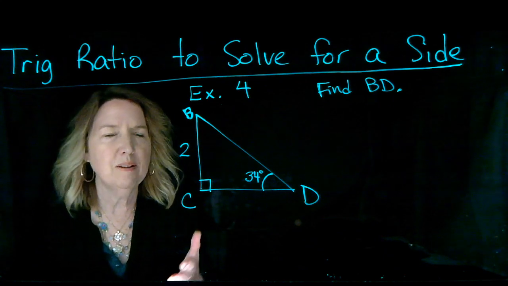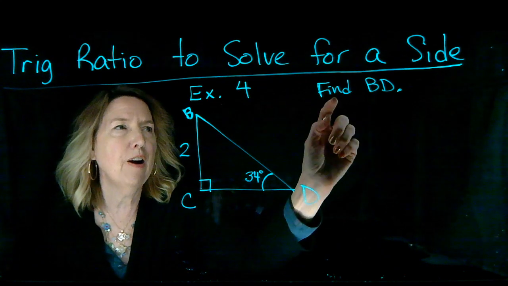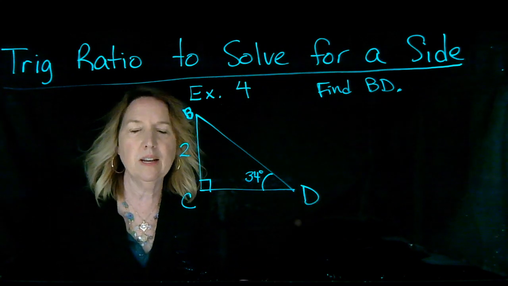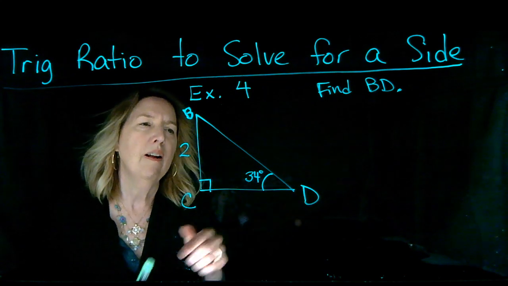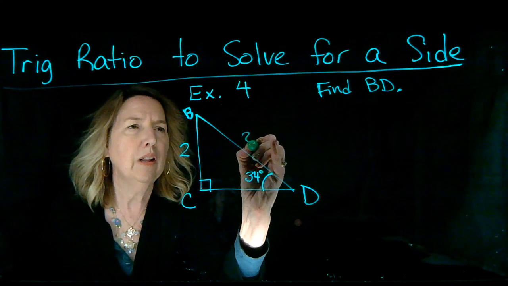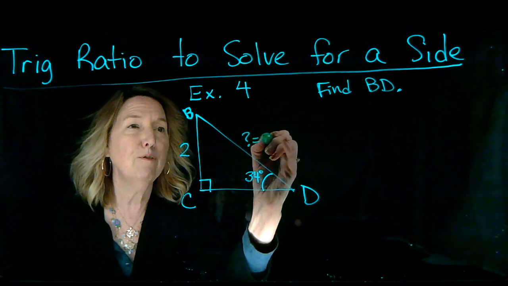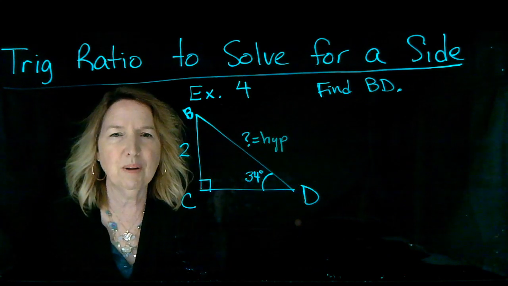What do they want this time? The instructions simply say find BD. Well, what does that mean? Here's BD. They're asking for the length from B to D. They're asking for the hypotenuse. So I'm going to label that.